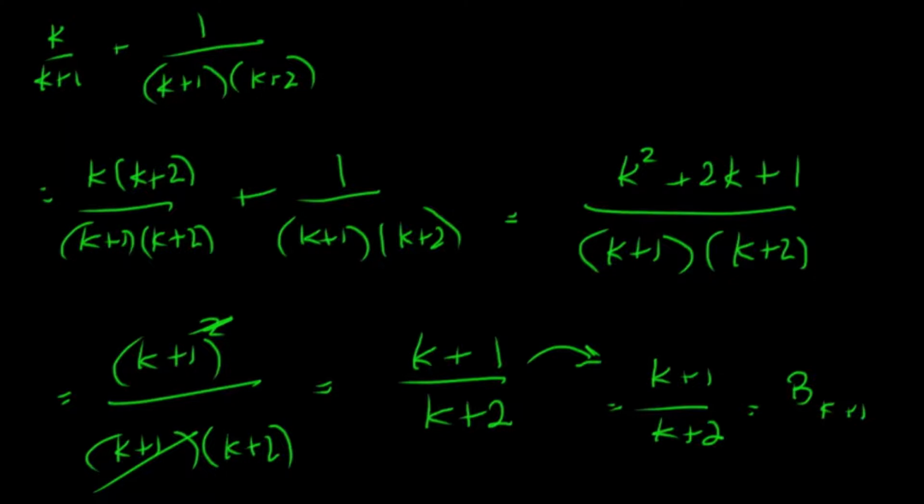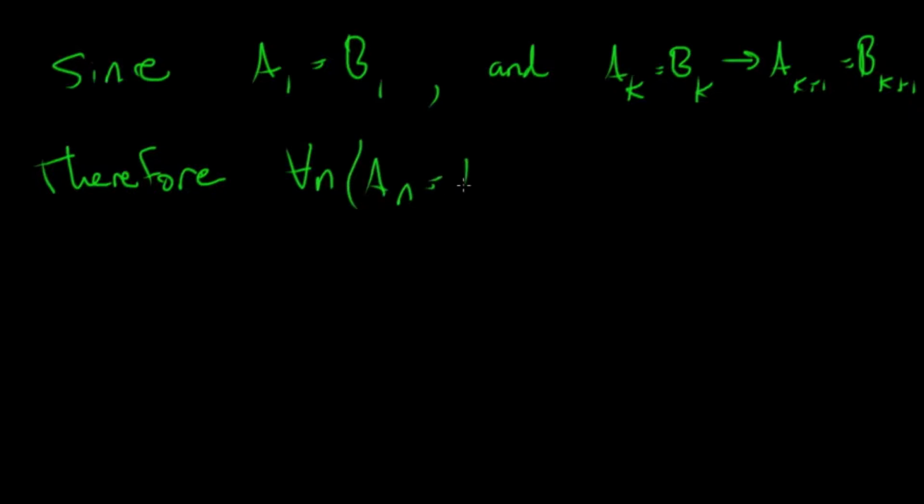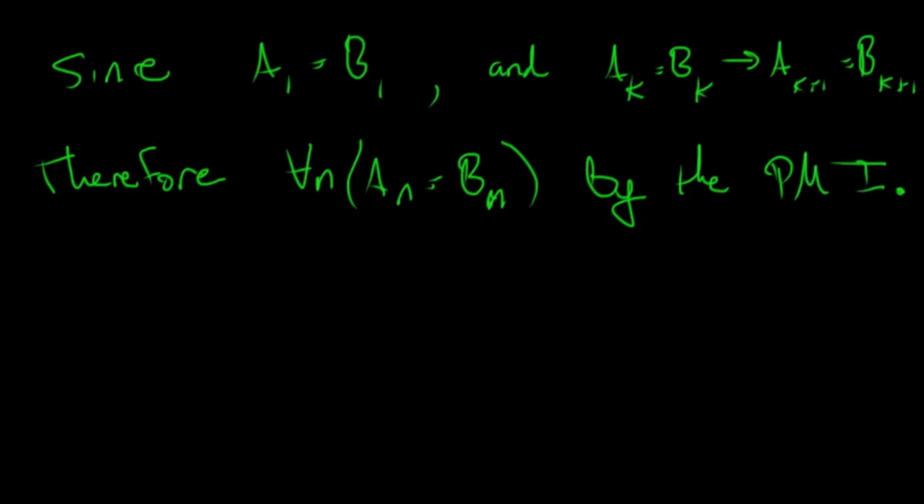All right, so what have we done? Since a sub 1 is equal to b sub 1, and the first case implies the second case implies the third case, and so on and so forth, and a sub k being equal to b sub k implies that the next case is true, therefore for all n, a sub n is equal to b sub n by the principle of mathematical induction. Very powerful, very true, very awesome.